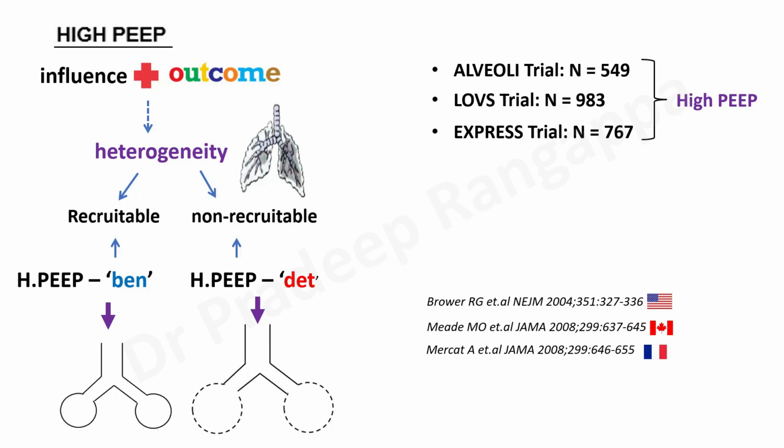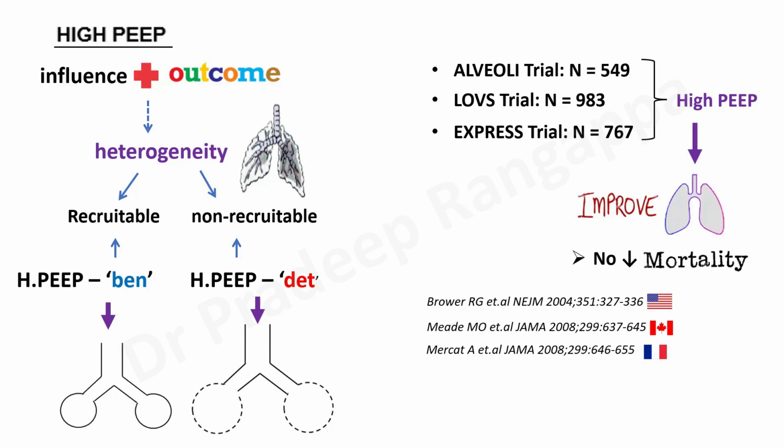And what all these three trials showed was that high PEEP definitely improved oxygenation. But high PEEP did not show a reduction in mortality. So the ALVEOLI trial, EXPRESS trial, and LOVS trial, all these three trials failed to show that high PEEP has a bearing on reducing mortality. So that is where our enthusiasm was tempered about whether high PEEP really helps.